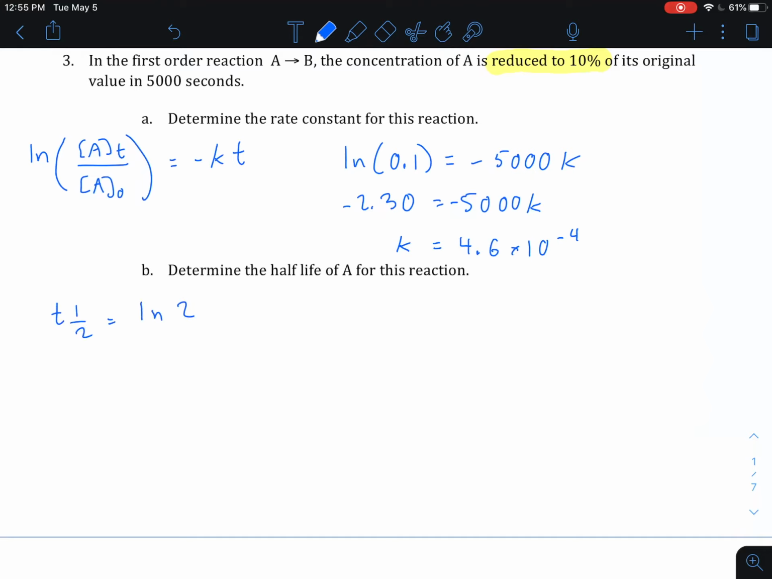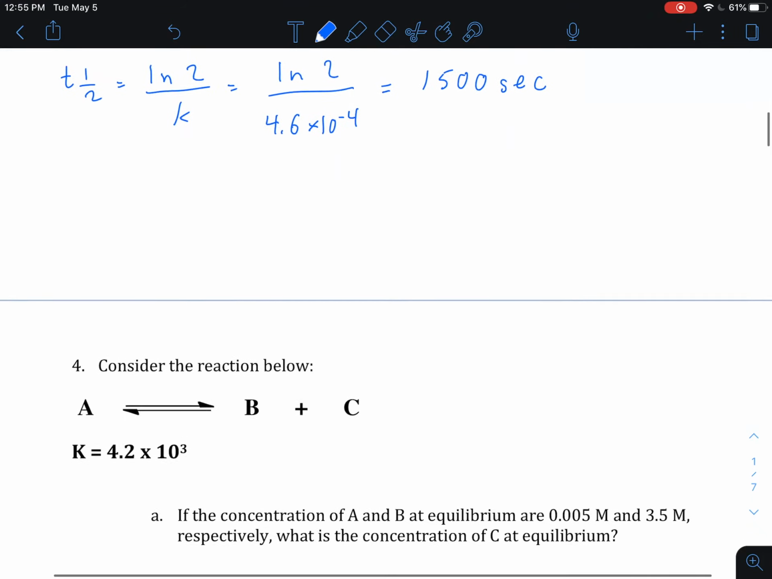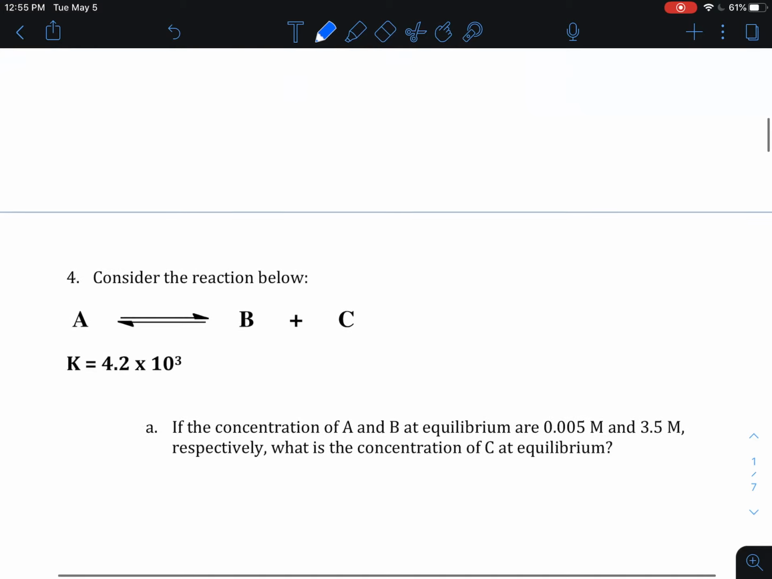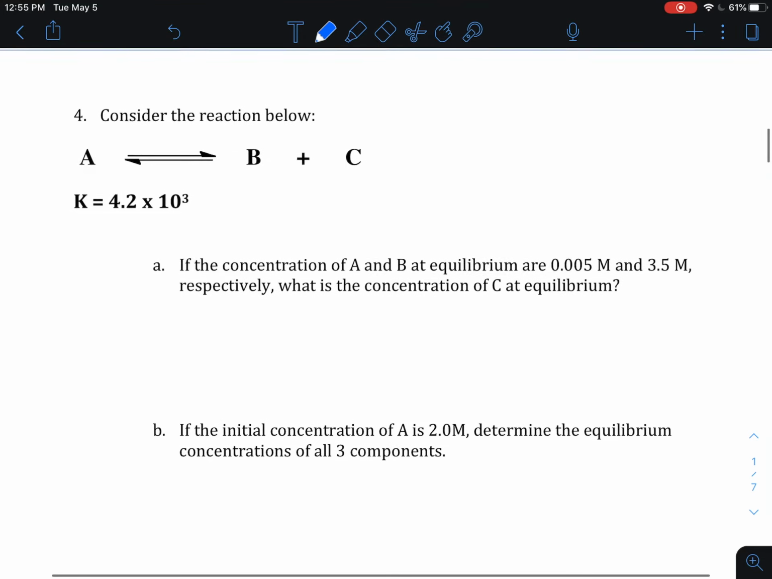And then in the second part it says what is the half-life of A for this reaction. Well, remember the half-life is just the natural log of 2 divided by the rate constant k. We've got that value from the previous part, and when we solve for that, it looks like I got 1,500. So our half-life is 1,500 seconds.